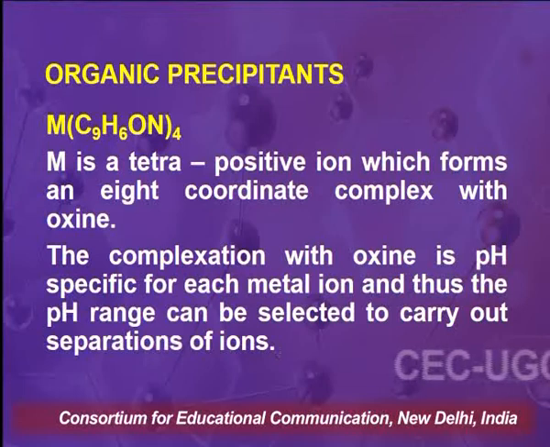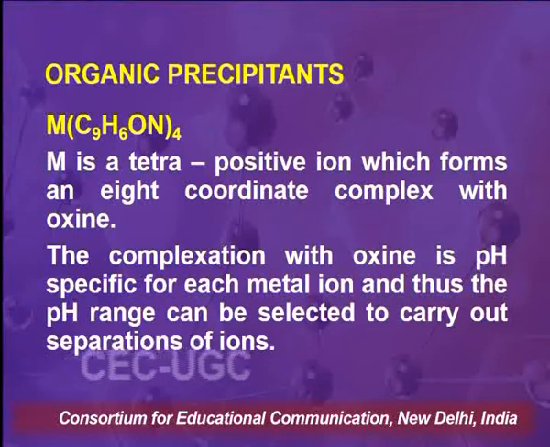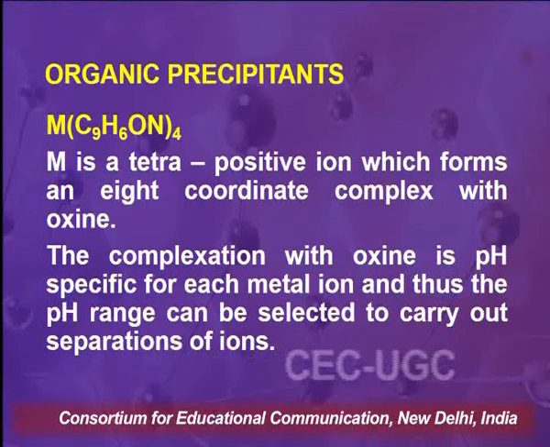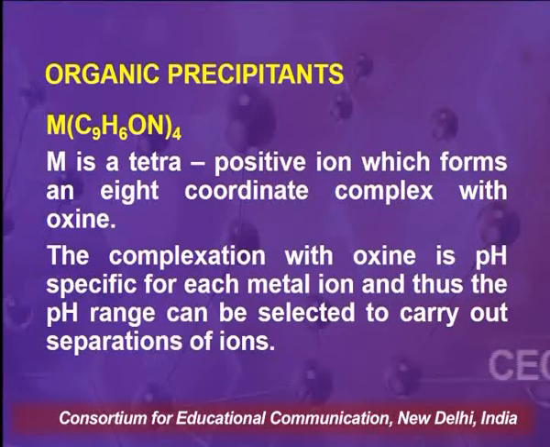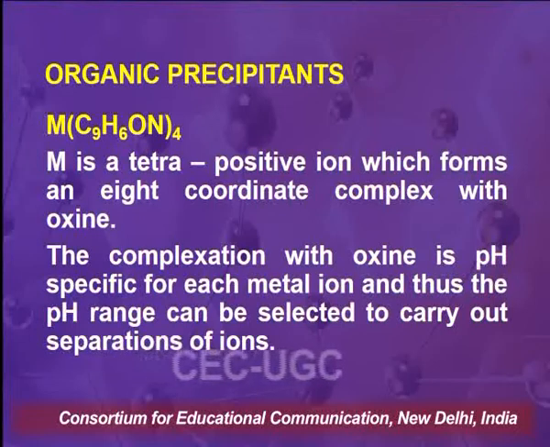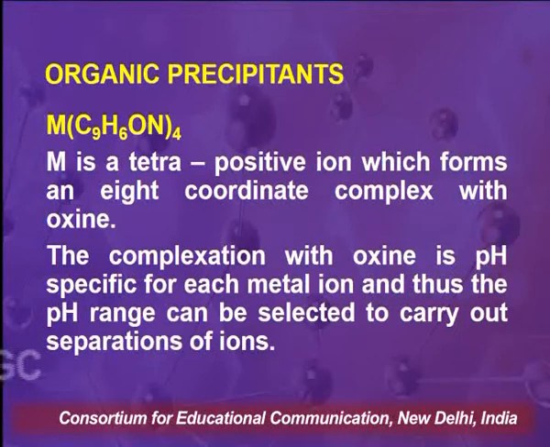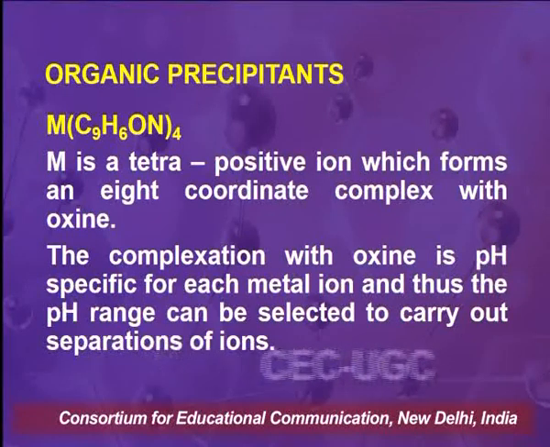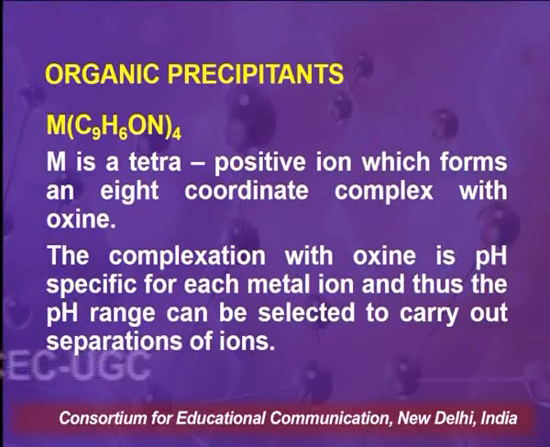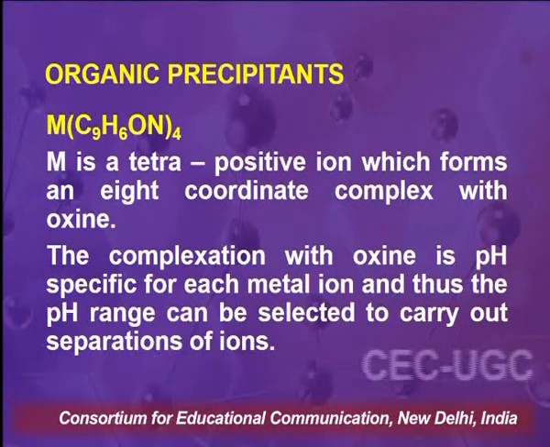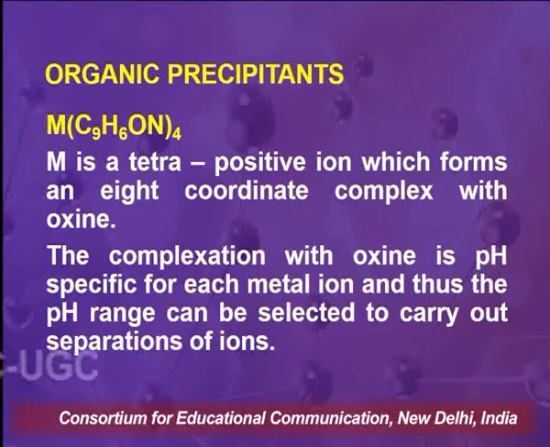The complexation with oxine is pH specific for each metal ion, and thus the pH range can be selected to carry out the separation of the metal ions. And this is exactly similar to the case we have discussed in case of DMG, wherein if we have a mixture of metal ions, then according to the pH in which the precipitation can be carried out, pH range can be selected, and those ions can be separated simply by changing the pH.